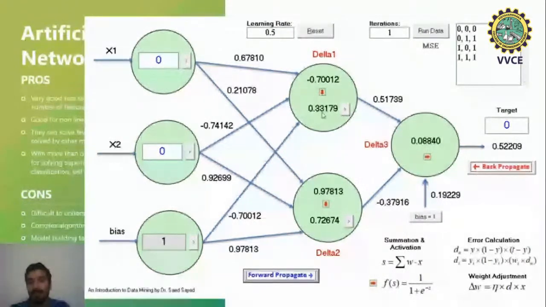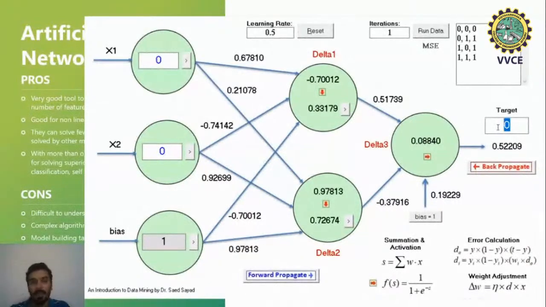Now once you have this in this neuron, what happens? 0.33179 into 0.51739, plus 0.72674 into minus 0.37, plus 1 into 0.19229, and the output is 0.08840. That is the summation output for this neuron, and when you apply your sigmoid activation function, you get an output of 0.52209. But you are expecting the target to be 0.